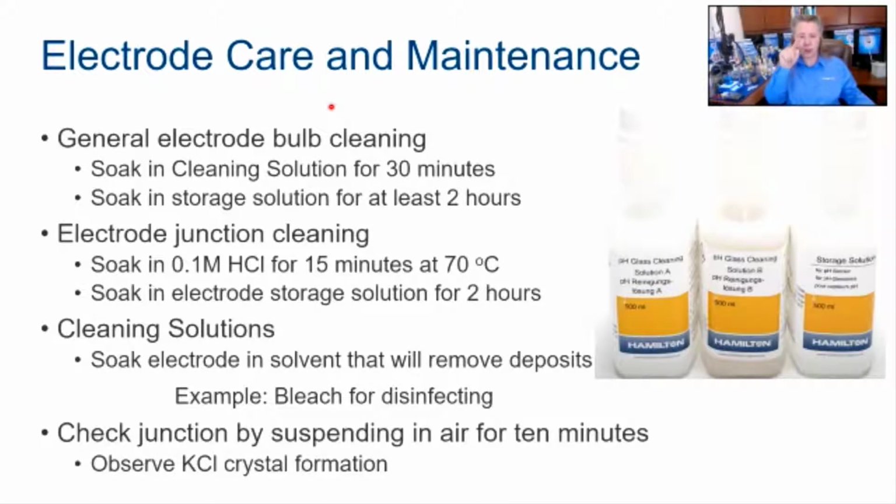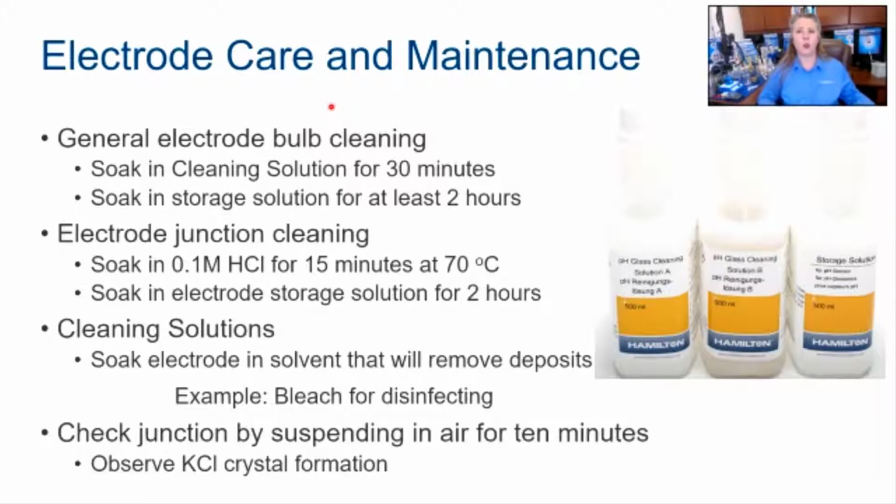If you're getting a really slow response, then it could be your junction is clogged, and that is how the ions move out of the junction and go to the bulb. If it's clogged, you'll get a slow, sluggish probe. You might need to put the measuring end of the probe in a 0.1 molar HCl solution at 70 degrees Celsius for 15 minutes and have that solution stirring. Rinse it really well with DI water and then put it in your storage solution for 2 hours before taking measurements. Again, you need to rehydrate and re-equilibrate.